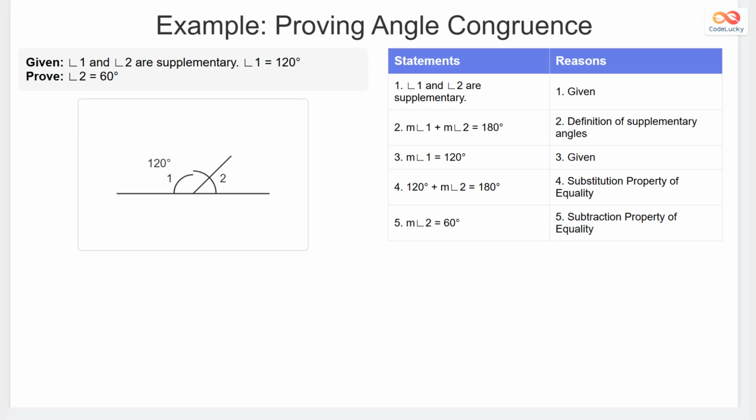Let's walk through an example. We are given that angle 1 and angle 2 are supplementary, and that the measure of angle 1 is 120 degrees. We need to prove that the measure of angle 2 is 60 degrees.